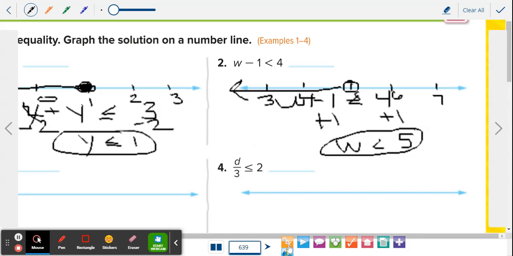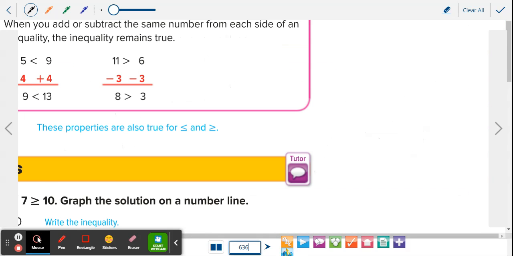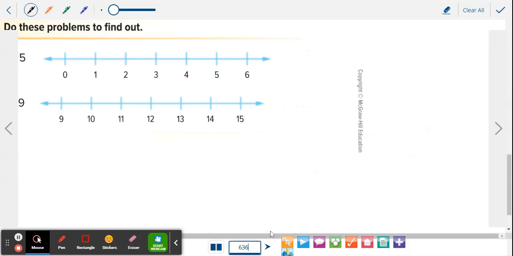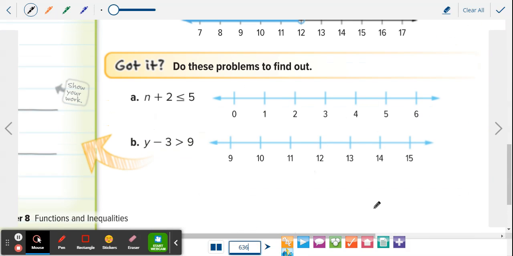So go back to page 636, and I want you guys to do A and B. So just A and B. So solve it and then graph it. I'll give you a couple minutes.